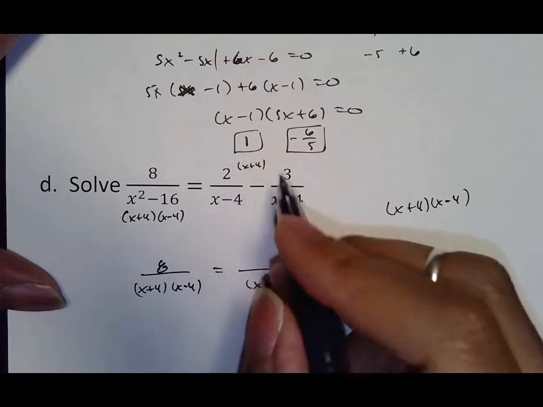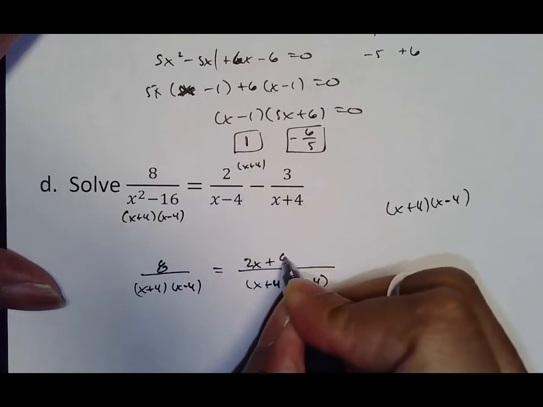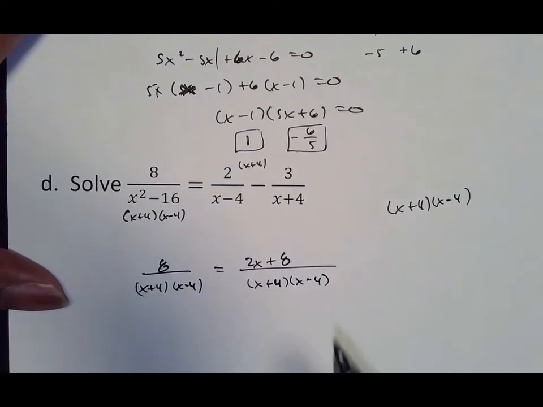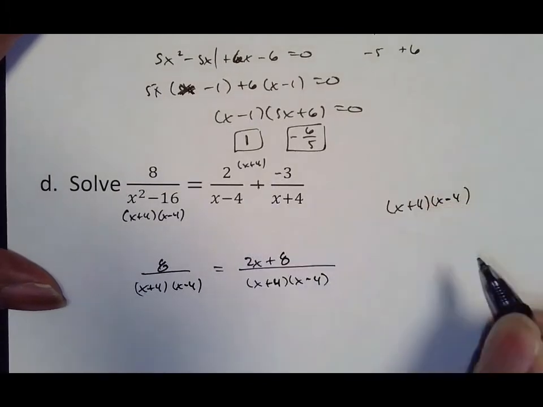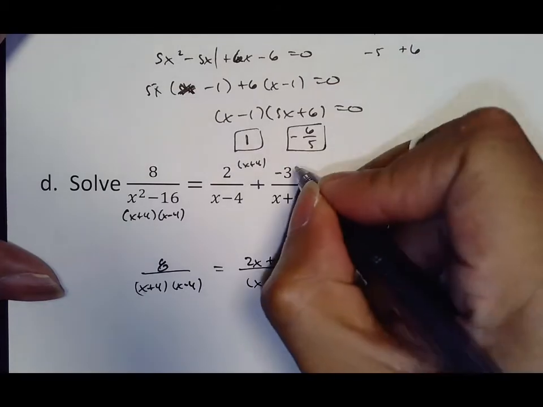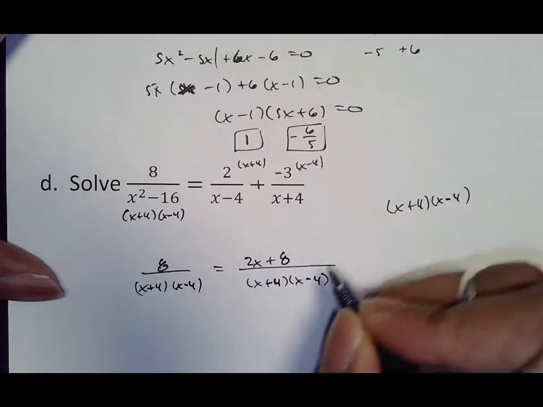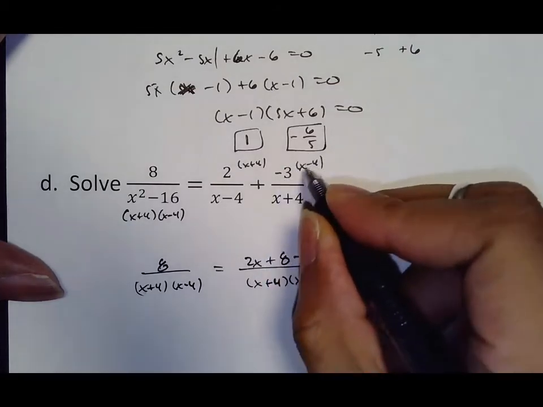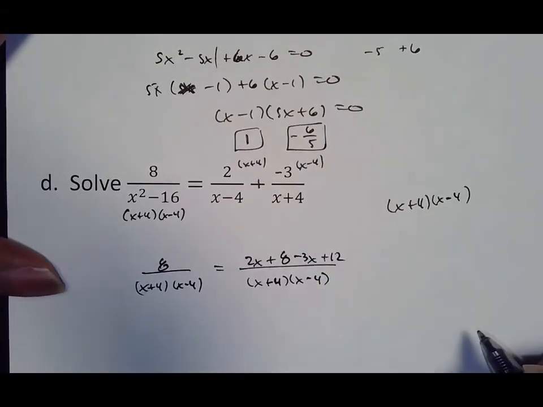This is missing x plus 4, so of course this is what's on the bottom. But looking at this again, that's going to be 2x plus 8. Now again, it helps to remember to distribute this negative. That way your life stays a lot easier. This is missing x minus 4. That would be minus 3x and plus 12.